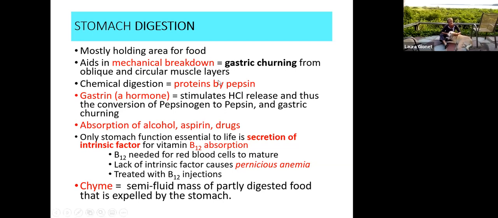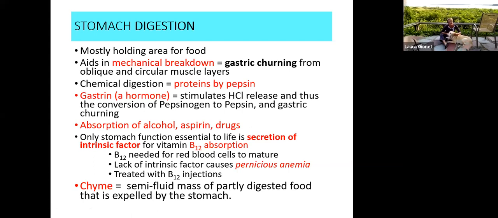Chemical digestion: proteins by pepsin. The hormone gastrin stimulates hydrochloric acid release, and thus the conversion of pepsinogen to pepsin, and gastric churning. We have absorption of lipid-soluble molecules like alcohol, aspirin, and drugs.